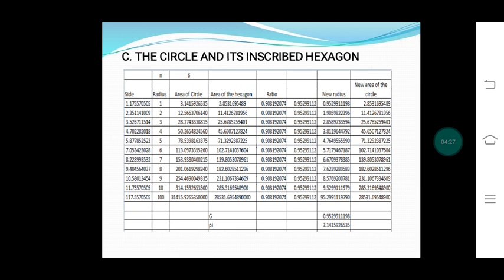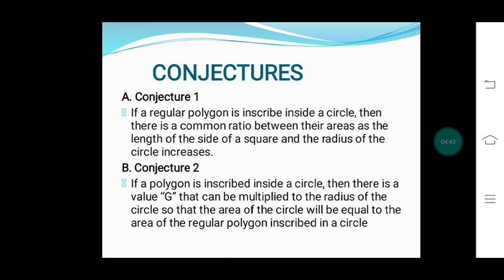With the illustrated Excel output in tables 1 to 3, it is observed that the ratio is still the same, even if the length of the radius increases. Thus, the researcher made two conjectures. So, here are my conjectures. Conjecture 1: if a regular polygon is inscribed inside a circle, then there is a common ratio between their areas as the length of the side of the square and the radius of the circle increase.